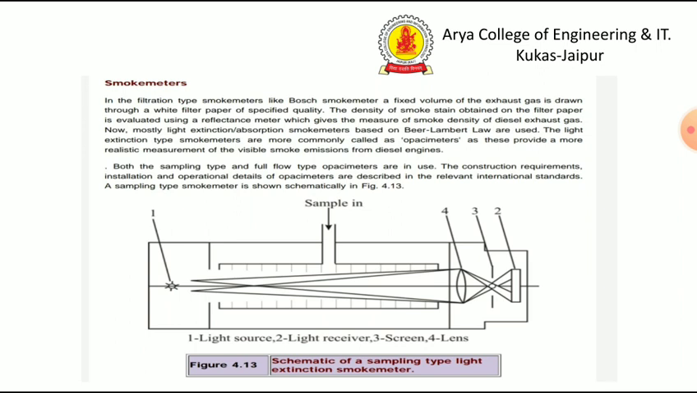Now, mostly light absorption smoke meters based on Beer-Lambert's law are used. The light extinction type smoke meters are more commonly called opacimeters, as these provide a more realistic measurement of the visible smoke emissions from diesel engines. The construction requirements, installation, and operational details of the opacimeters are also described in the figure.